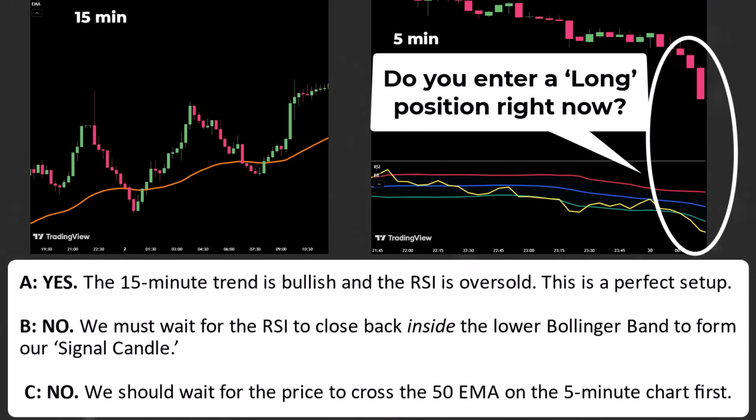B. No, we must wait for the RSI to close back inside the lower Bollinger Band to form our signal candle. C. No, we should wait for the price to cross the 50 EMA on the 5-minute chart first. Pause the video, look at the candles, and write your answer A, B, or C in the comments. I will reveal the correct answer in the first 30 seconds of my next video. Let's see who really understands the logic.